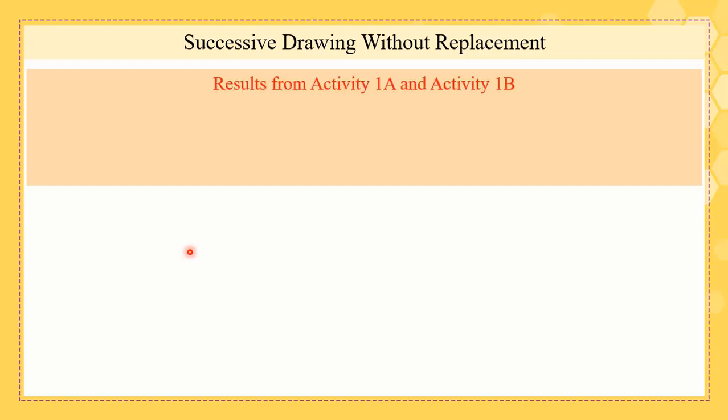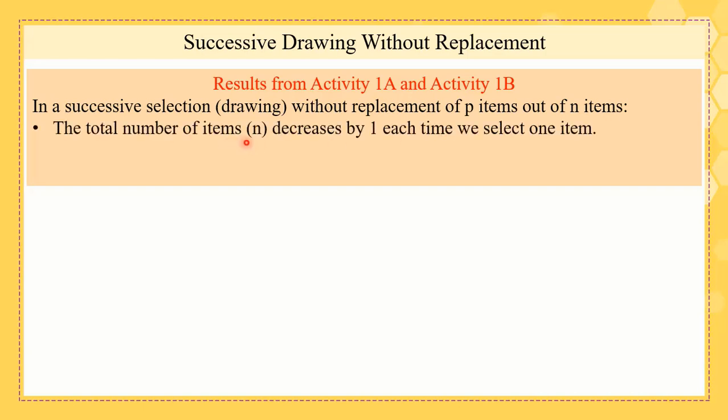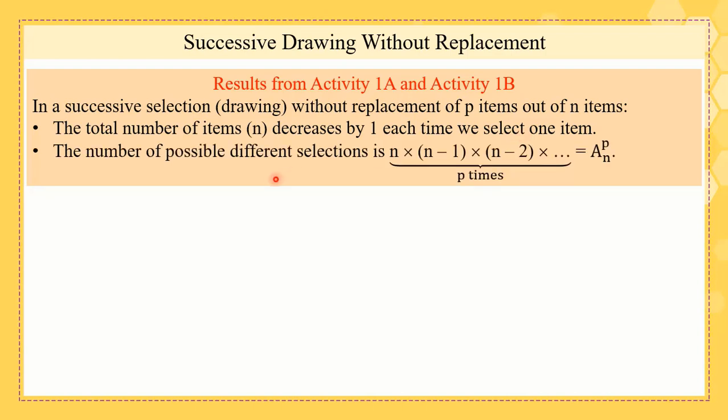Now, how can we find a relation between 5 times 4 and the given of the question? Let's see the results from activities 1A and 1B. In a successive drawing without replacement of P items out of N items, the total number of items, which is N, decreases by 1 each time we select one item. This is the first result, which is very important. And the number of possible different selections would be N multiplied by N minus 1 multiplied by N minus 2, and so on, P times, and this is what we call the arrangement A(N,P).